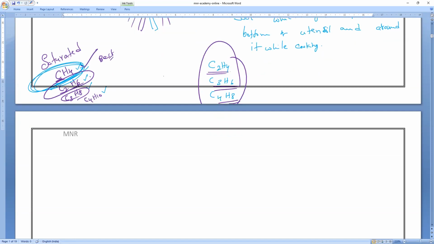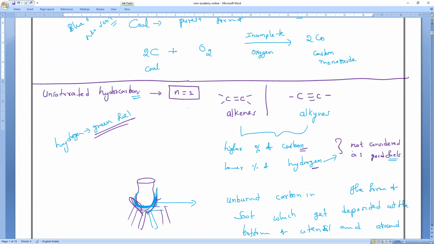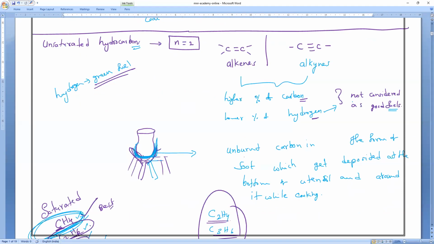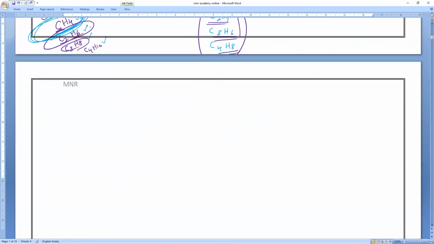Are you clear? So these unsaturated hydrocarbons have a high percentage of carbon, so what will happen? They will burn with smoke. Note it, everybody. They will burn with smoke, and they have lower calorific value.